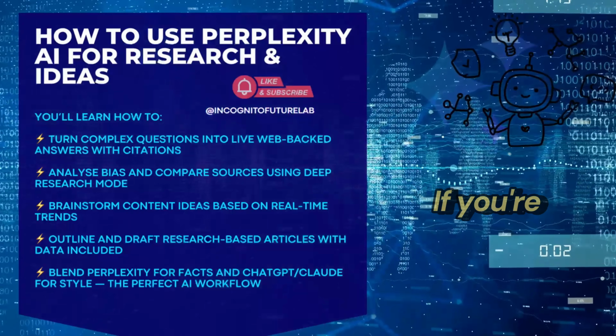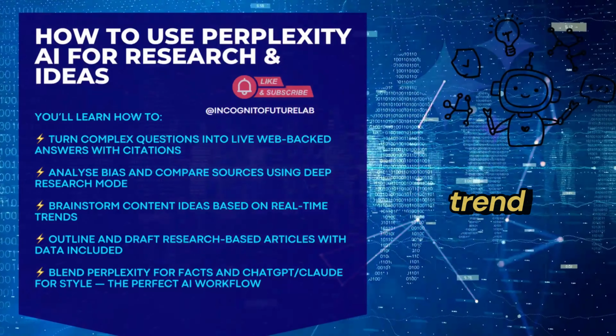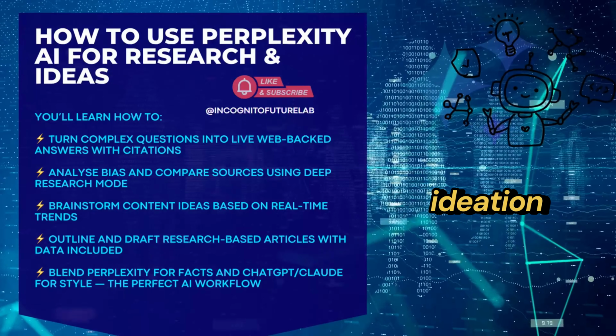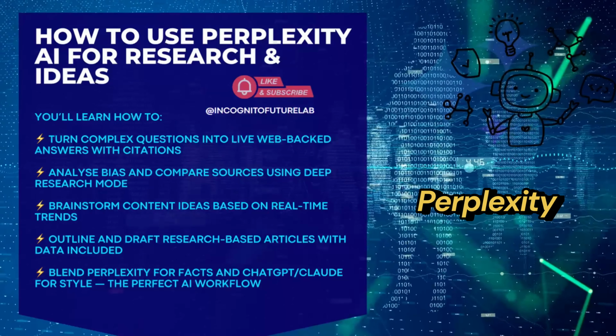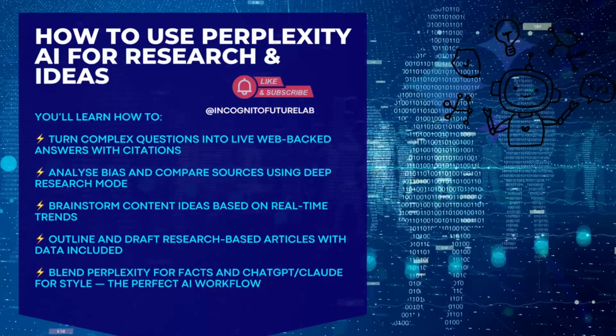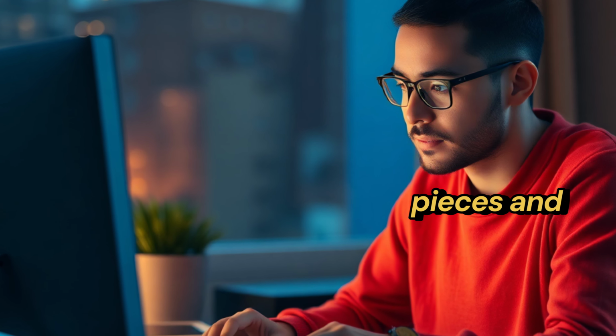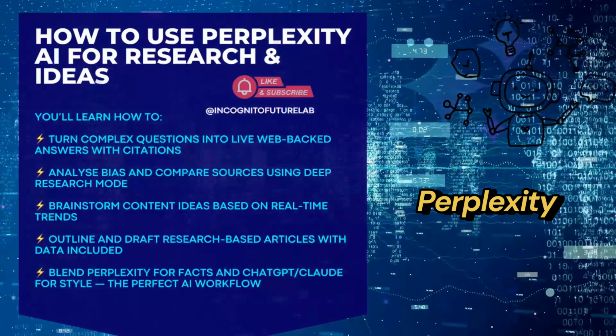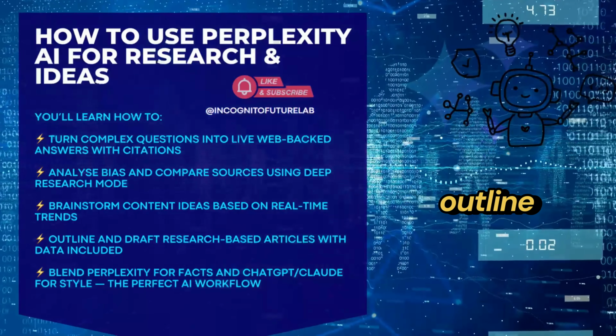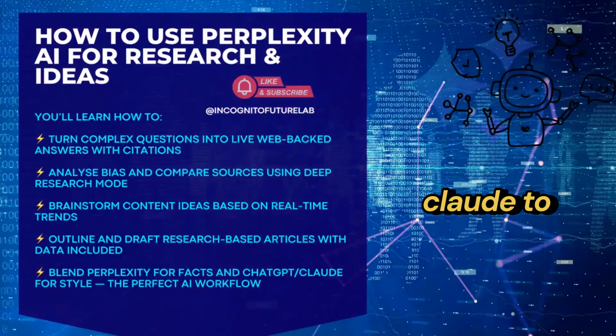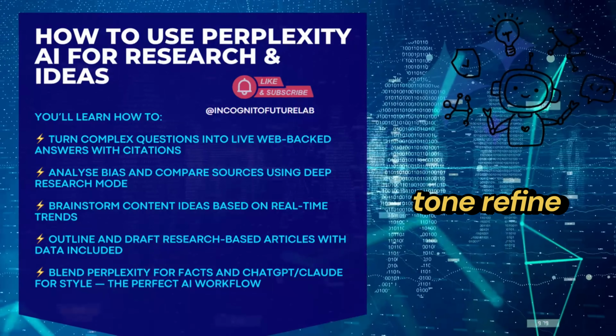My verdict: if you're doing deep research, trend spotting, or content ideation based on what's happening now, Perplexity is your tool. If you're writing long scripts, articles, or branded tone pieces and have the time, use Claude or ChatGPT for the finish. Often the best workflow: Perplexity to research plus outline, then ChatGPT or Claude to write and refine tone.